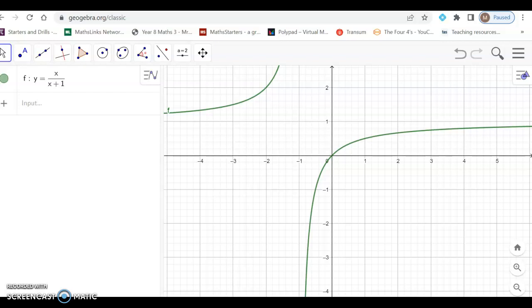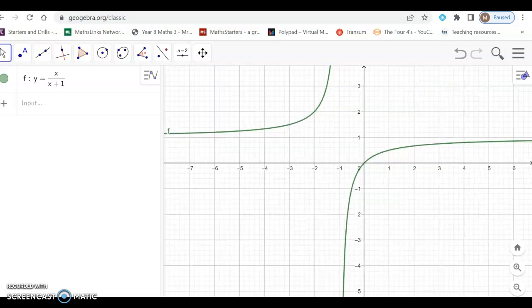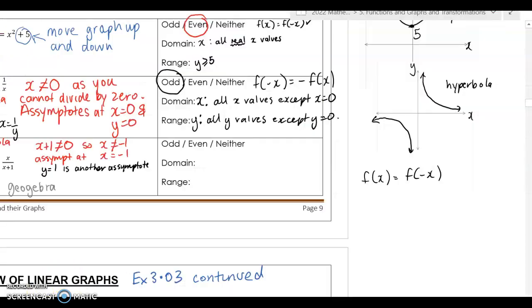Okay, so if you have a look at this graph, it is obviously a form of a hyperbola, and it does not look like it's symmetrical around the y-axis or the x-axis, and it's not rotated nice and neatly. So just by looking at it, I'm assuming that it's not going to be odd or even. But let's go back and see what we can do.